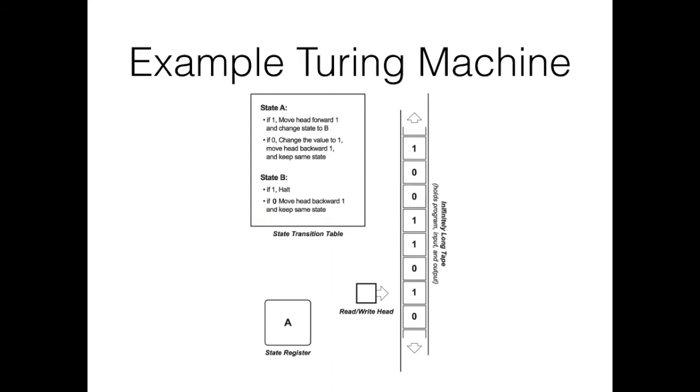Okay, so this is my tape, this is my read-write head, this is my state register, and this is my state transition table. So it says, if I'm in state A, which I am, I'm going to read the value, and if it's 1, I'm going to move the head forward 1 and change the state to B. Okay, so now I'm in state B, so we can pretend the B is right here, my read-write head is right here. Okay, so then on state B, it says if it's 0, move the head backward 1 and keep the same state. So I'm going to move it backwards 1, and I'm still in state B. Okay, so I read it again. If state B, if it's 1, halt. And I'm done. So that's what a Turing machine is like.